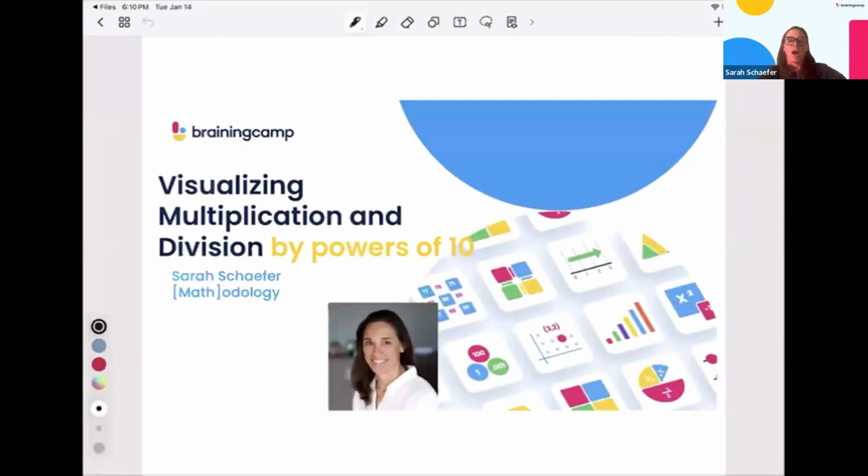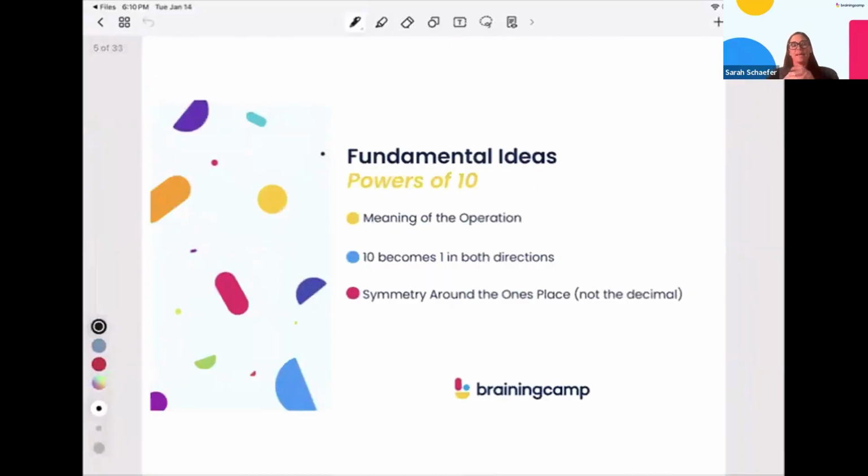Yeah. All right. So in looking at that, first off, we have to make sure they know the meaning of the operation because we're going to tap into what does multiplication and division mean. A big idea is we want number sense, and having kids ask, is our quotient or is our product going to be a lot greater than what we started with, a lot less than what we started with. So we need to know the meanings of multiplication and division. We really need to understand this idea of 10 becomes 1 in both directions and what that means.